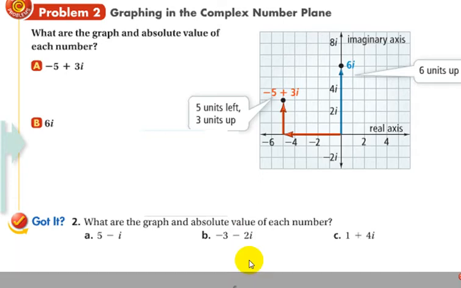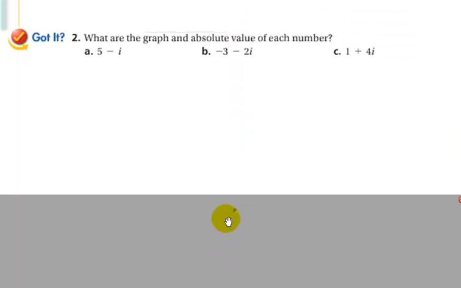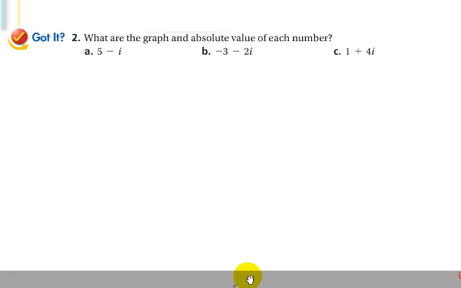Okay, let's work B on our whiteboards. So I want you to do the same thing. I want you to give me the graph and the absolute value of, and I'll write it nice and big here, -3 minus 2i. Okay, so you're doing B.